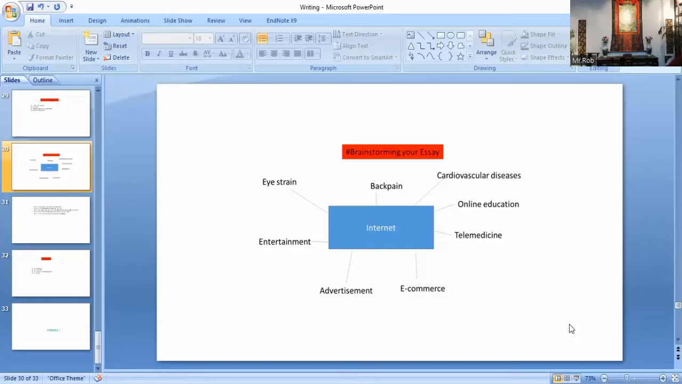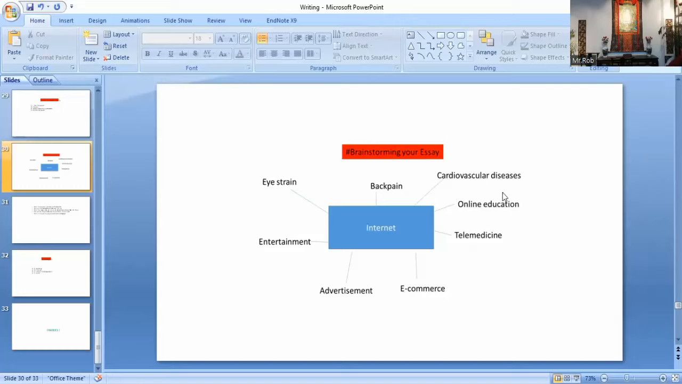For example, you need to write a paragraph about the internet. So the main point, the keyword internet, is written within a box. Then you write all the words that come to your mind related to the internet around the box. For example, when we think about the internet, the words that come into our mind are eye strain, back pain, cardiovascular diseases, online education, telemedicine, e-commerce, advertisement, and entertainment.